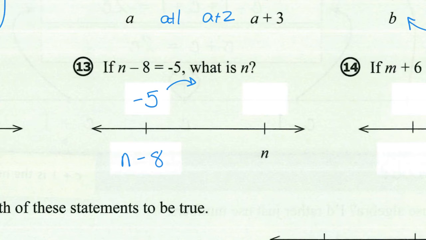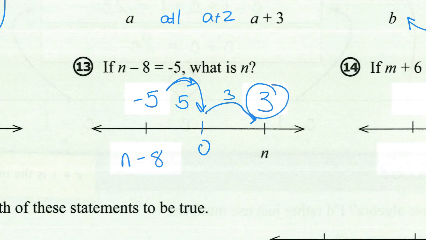Well, from -5 to 0 is going to be 5, and so I have to go 3 more to get to n because I need to go a total of 8 units. So I'm at positive 3. And then just double check. 3 minus 8, yes, that equals negative 5.